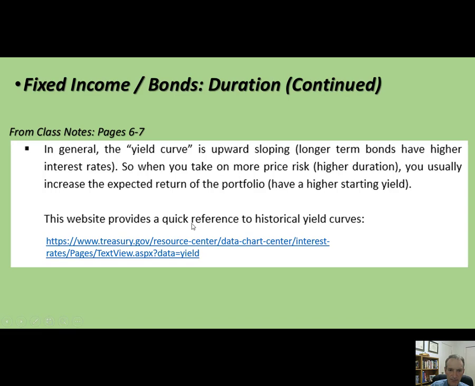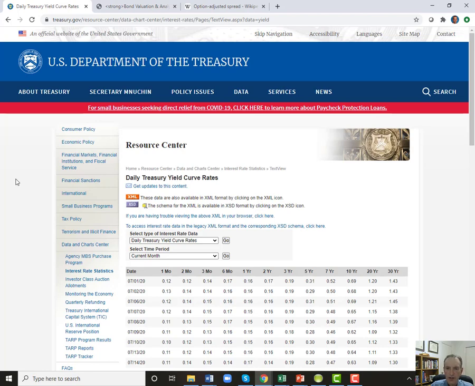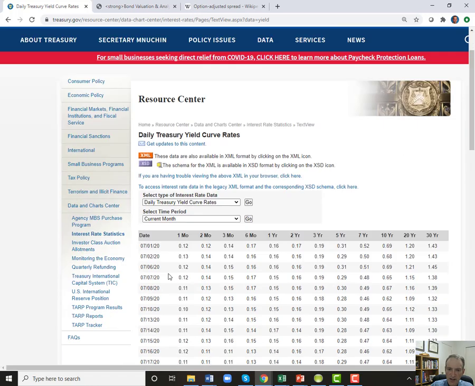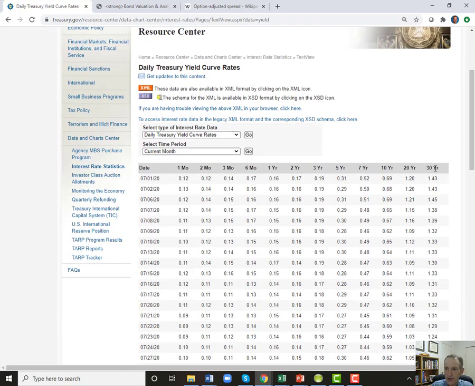Here's a website that shows you interest rates for the Treasury. So let's click on that. So here's that website. Let me blow it up a little bit. So this is a very unusual Treasury yield curve, but here's the 30-year Treasury. It's at 1.43%. The 1-month Treasury is at 0.12%. Not even much less than 1%. What we're talking about with an upward sloping yield curve is you notice as you go out in time, interest rates generally get higher.